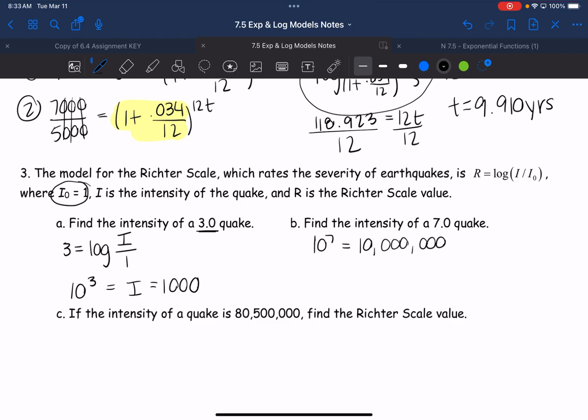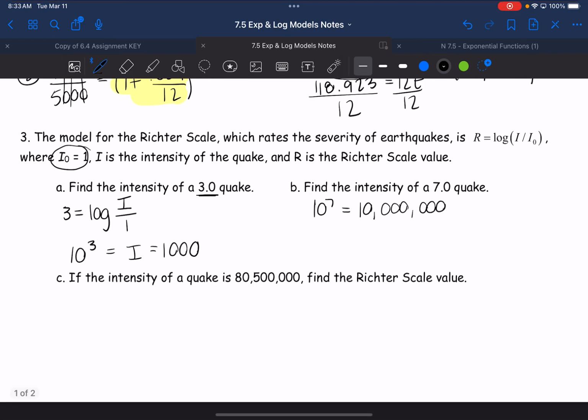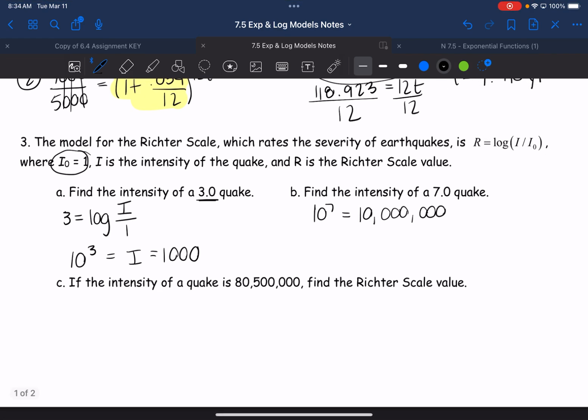Okay, now the last one, they worded a little bit differently, right? So we're going to have something else to plug into. It says, if the intensity of the earthquake is 80,500,000, find the Richter scale value. So this time we have something to plug in for I. We're looking for R, right?